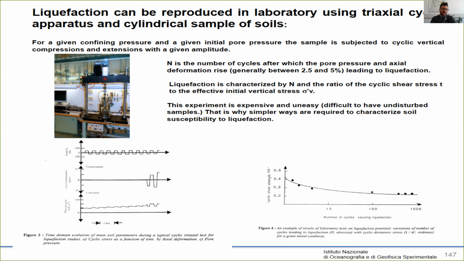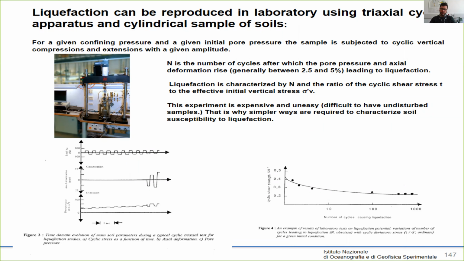The problem is that you need samples, and sampling can be costly, and also the experiment in the lab is costly. And then you need also what is called undisturbed samples. So you should be able to sample the material without disturbing its original structure, which is of course not so easy. Nowadays, there are also some techniques to freeze the sample and to disturb it as little as possible.